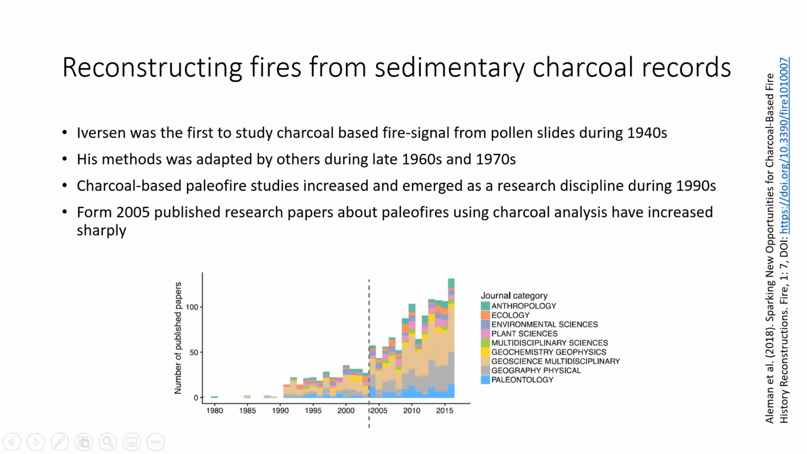And you can see from this figure that they plotted the number of published papers that have charcoal or paleo in their name, in the abstract, or in the keywords. We can see that there are some published papers in the 80s and towards the late 80s, but from the start of the 90s, there starts to be more of these publications. And then when we come to the 21st century, we can see a clear and sharp increase.